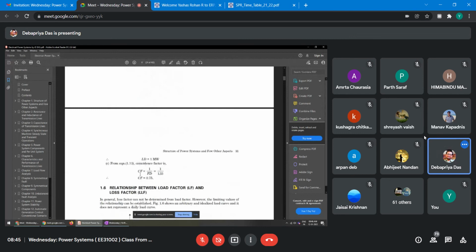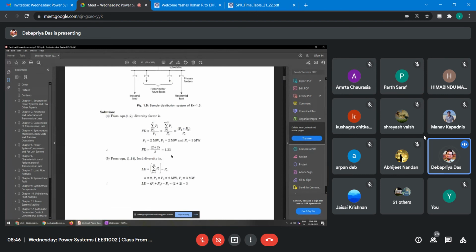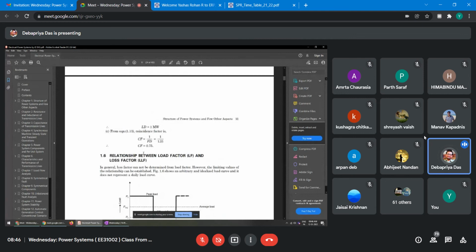And from equation 1.13, the coincidence factor is 1 upon the diversity factor, that is 0.75. It is the reciprocal of that. We have got 1.33, so it is the reciprocal, 1 upon FD, the diversity factor. So that is 0.75, right?